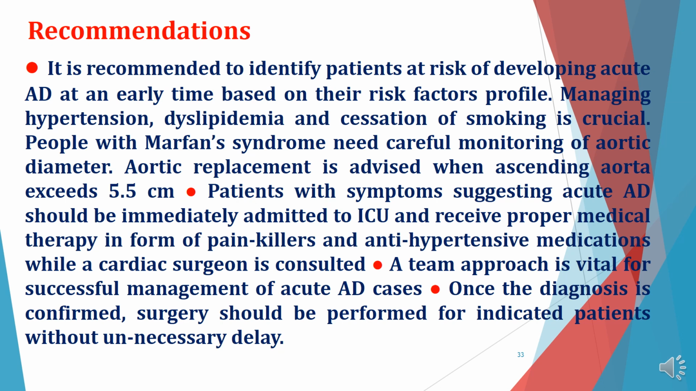Recommendations. It is recommended to identify patients at risk of developing acute aortic dissection at an early time based on their risk factors profile. Managing hypertension, dyslipidemia, and cessation of smoking is crucial. People with Marfan syndrome need careful monitoring of aortic diameter. Aortic replacement is advised when ascending aorta exceeds 5.5 centimeters.